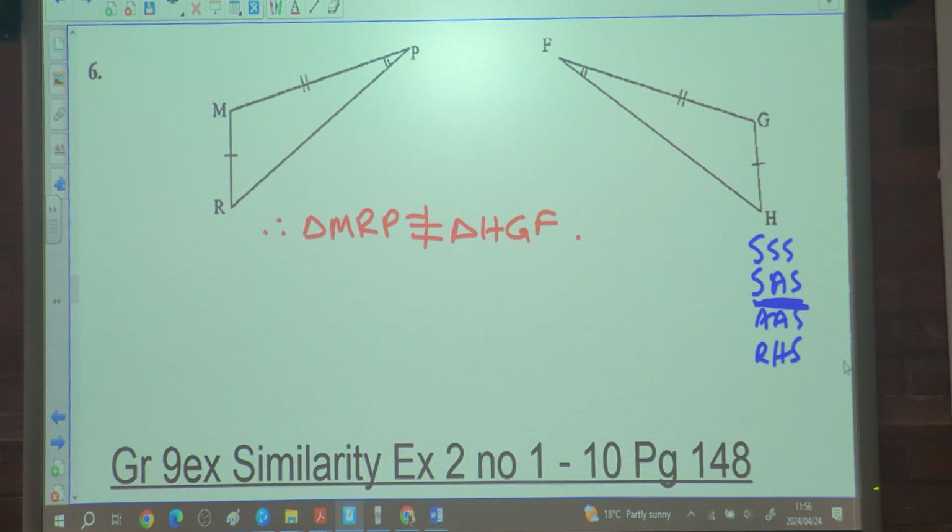Okay. The learners always make that mistake. Sometimes they know what's going on. However, they get confused or it slips their mind about SAS, side angle side, that it must be the included angle. Okay.